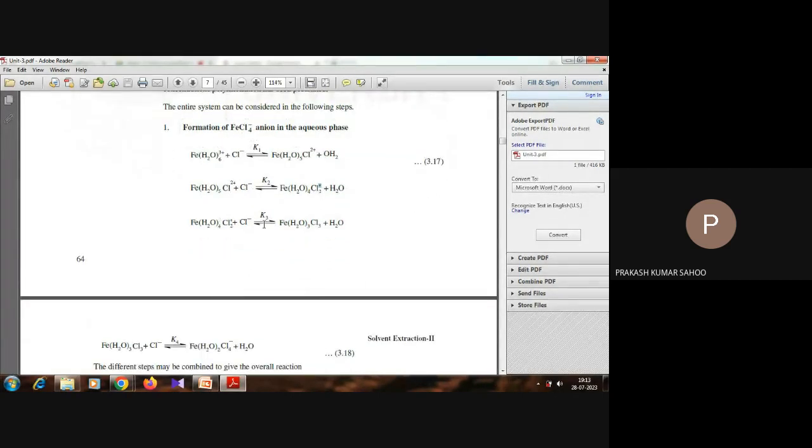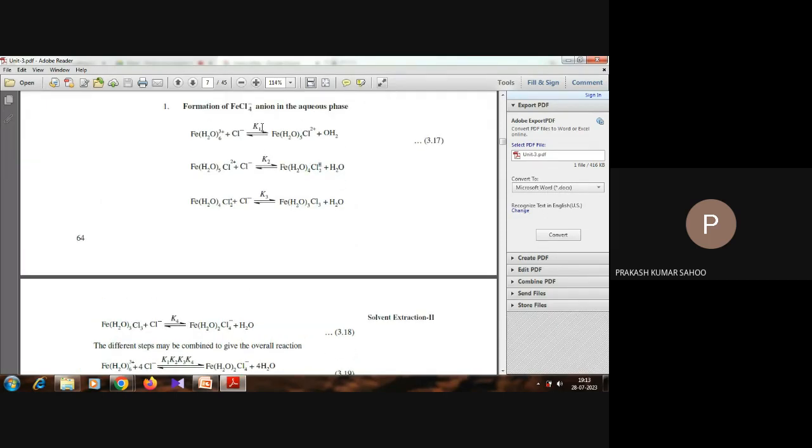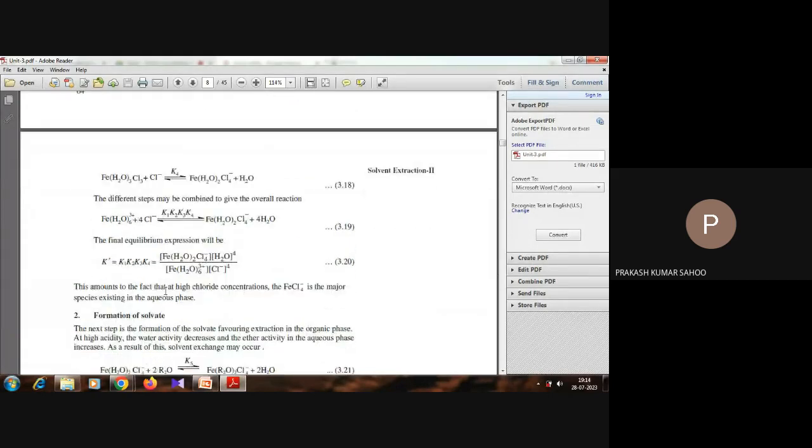Then 1 plus changes to 0, with 3 chlorides and 3 waters. Then we have another chloride, then this goes from 0 to minus 1, so this will be 2 waters. So Fe(H2O)2Cl4 minus plus water. So for these steps the equilibrium constants are K1, K2, K3 and K4. For the different steps combined, the overall reaction will be Fe(H2O)6 3 plus plus 4 Cl minus. These are the equilibrium constants of every step, and the product will be Fe(H2O)2Cl4 minus plus 4 water.